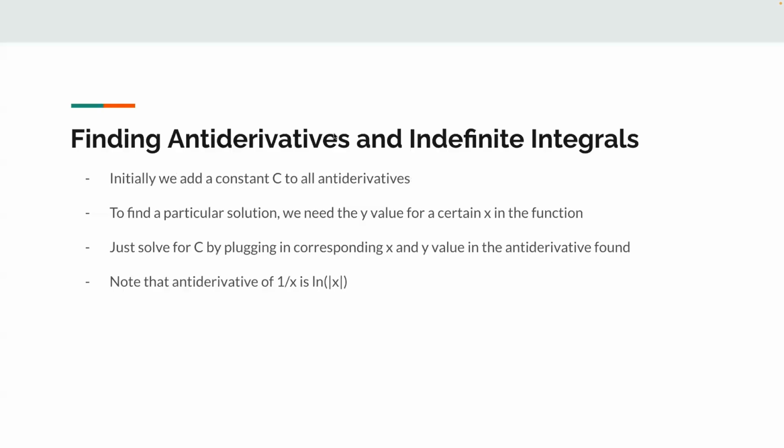All right, so finding antiderivatives. Initially, we'll always add a constant c to all antiderivatives. And we can find a particular solution. We just need the y value for a certain x value, and we'll plug it in. We'll solve for c by plugging in the corresponding x and y values. And yeah, we can solve for c that way.